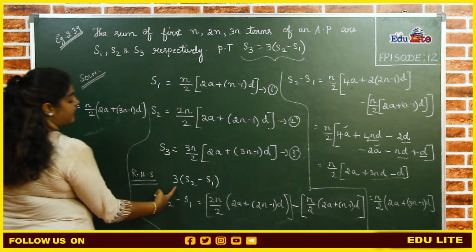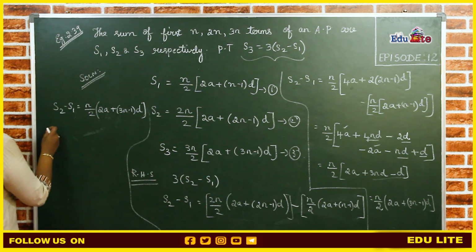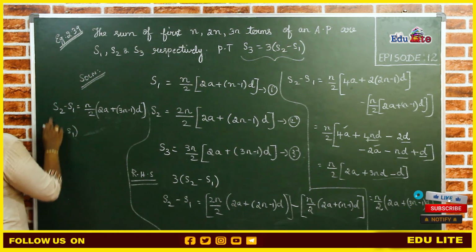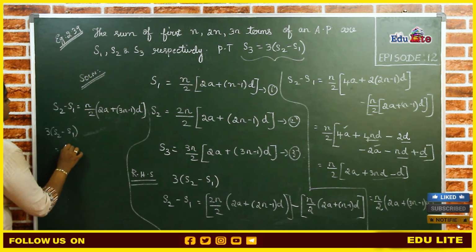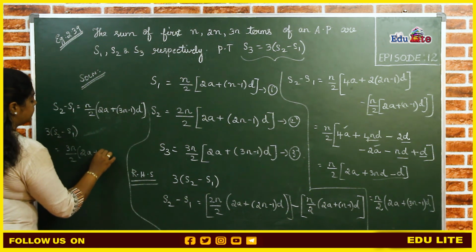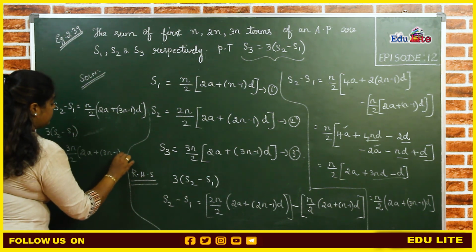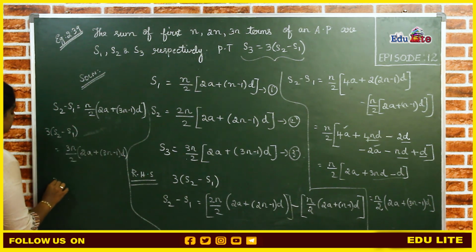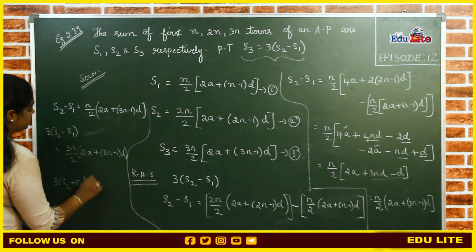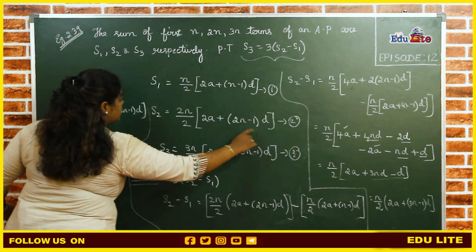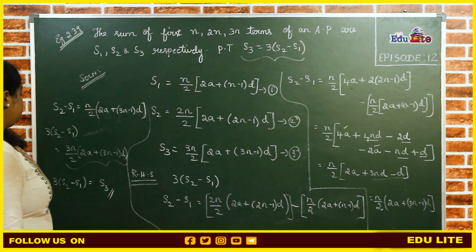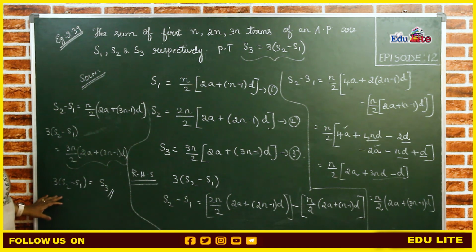In the left hand side, we have 3 as well. So, let us multiply it. If I multiply 3 to the left hand side, we should also multiply it to the right hand side. Therefore, 3 into S2 minus S1 is equal to 3n by 2 into 2a plus 3n minus 1 into d. This is nothing but equation 3, which is S3. Thus, we have proved the given equation: S3 is equal to 3 into S2 minus S1.